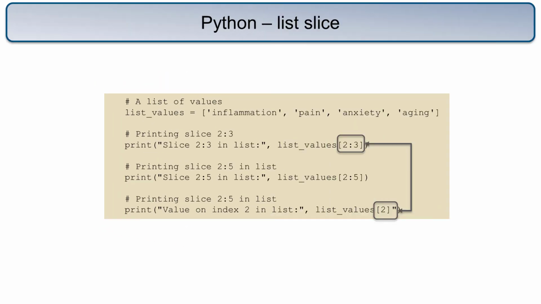However, the first example will only print out the value on index 2. This is because for a slice, the object given by the stop index is not included in the slice. This means that the slice between index 2 and 3 is the same as the value given on only index 2, since the object for the stop index is not included.